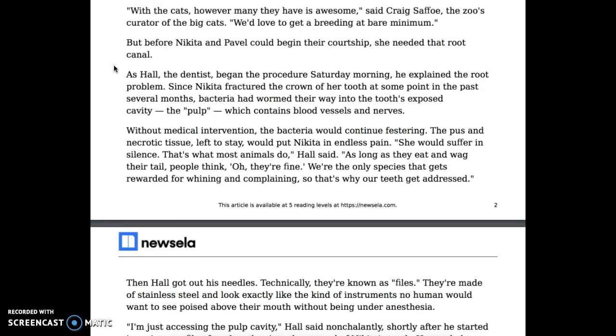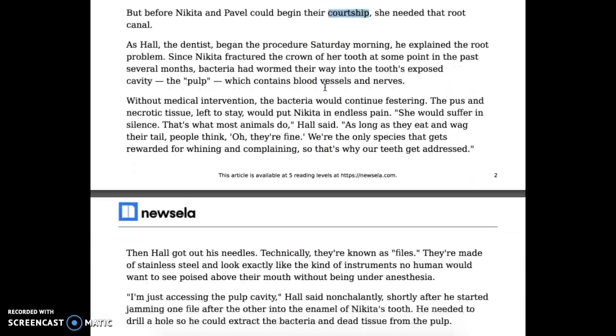Paragraph 9. With the cats, however, they have many they have is awesome, said Craig Saffoe, the zoo's curator for the big cats. Curator is a vocab word. We'd love to get a breeding at bare minimum. But before Nikita and Pavel could begin their courtship, another vocab word, they needed that root canal.